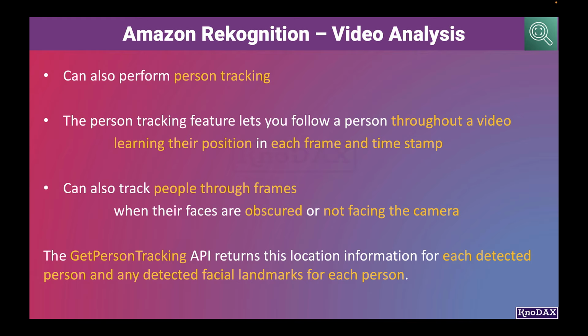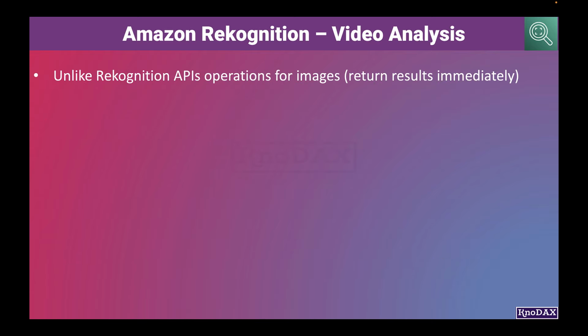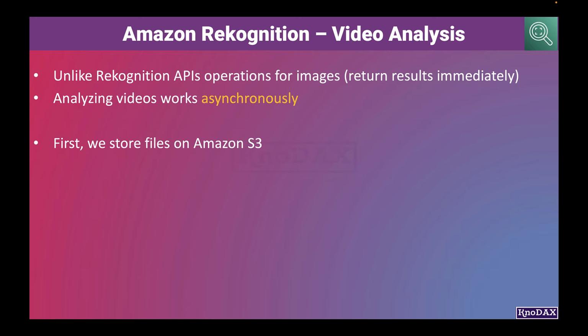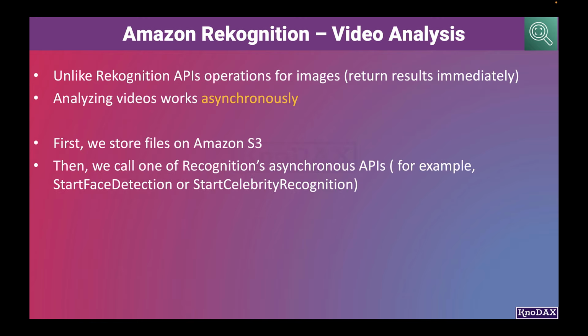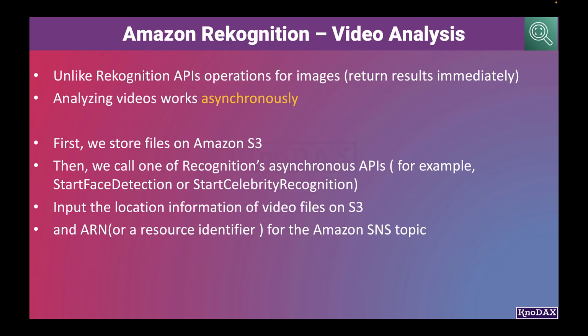Let's see how Amazon Rekognition works. Unlike Rekognition API's operations for images, which return results immediately, analyzing videos works asynchronously. We start by storing files on Amazon S3. Then we call one of Rekognition's asynchronous APIs, like Start Face Detection or Start Celebrity Recognition, by inputting the information for the location of video files on S3 and a resource identifier or ARN for the Amazon SNS topic. After the analysis finishes, Rekognition publishes a notification on the topic we provided.